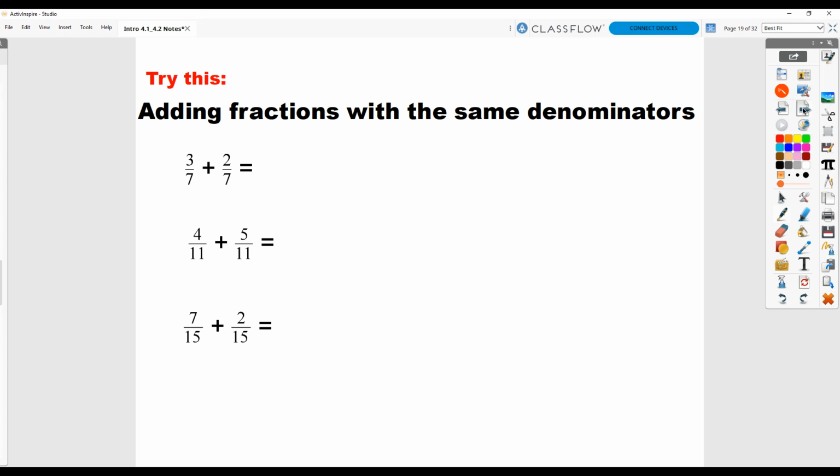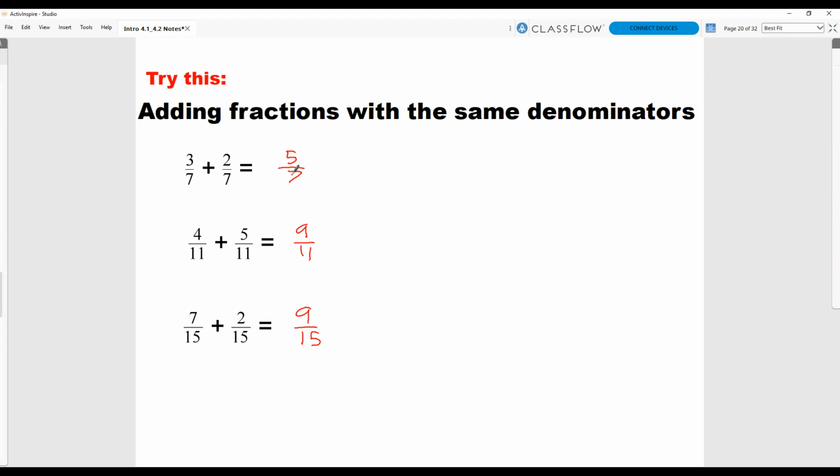Okay, let's take a look at what you came up with here. All right, so adding just the numerators. Okay, so we'd get 5/7 would be our answer to this problem. 9 over 11 is our answer to this one. And then we got 9 over 15 here would be our answer to that one there. All right. Let's take a look at what we have next.